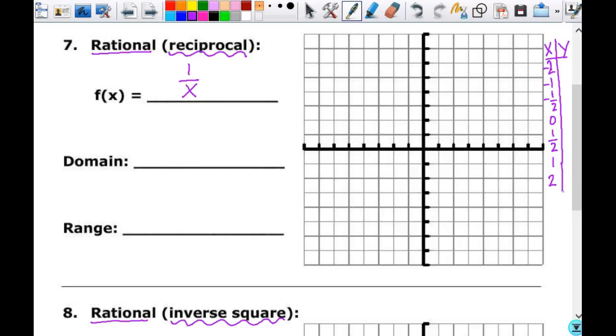All right, so negative 2. If I plug in a negative 2, what do I get? Negative 1/2, right? I'll change colors since I'm crammed over here. Negative 1, I get negative 1. Negative 1/2, what does that give me? Negative 2. 0, what does that give me? Undefined, right? That does not exist. You can't have 1 over 0. You can't divide by 0, right? So then the 1/2, when I plug that in, what do I get? 2. When I plug in 1, what do I get? 1. And when I plug in 2, I get 1/2.